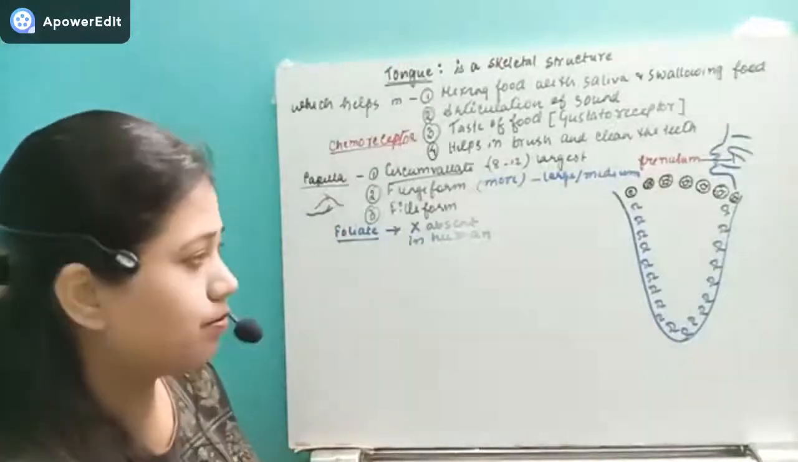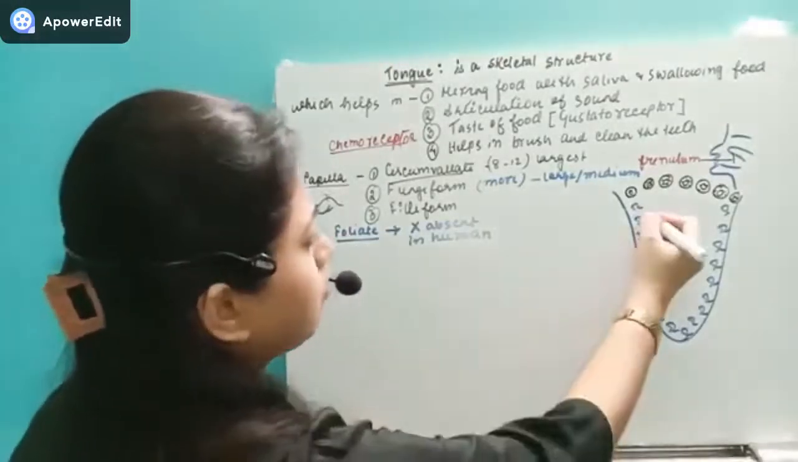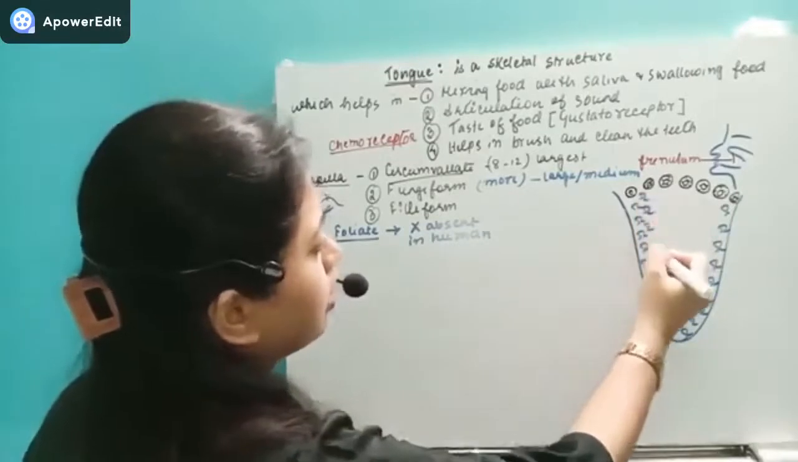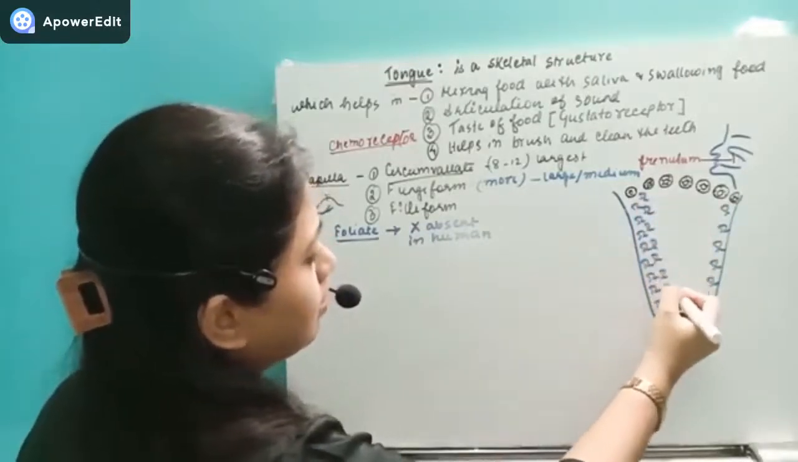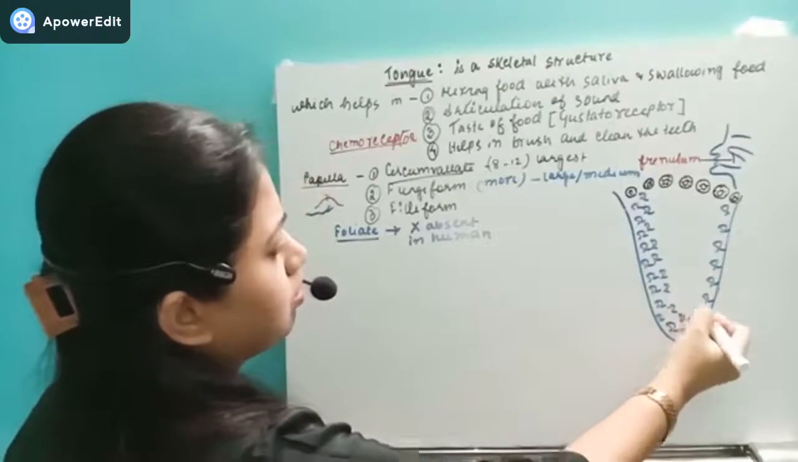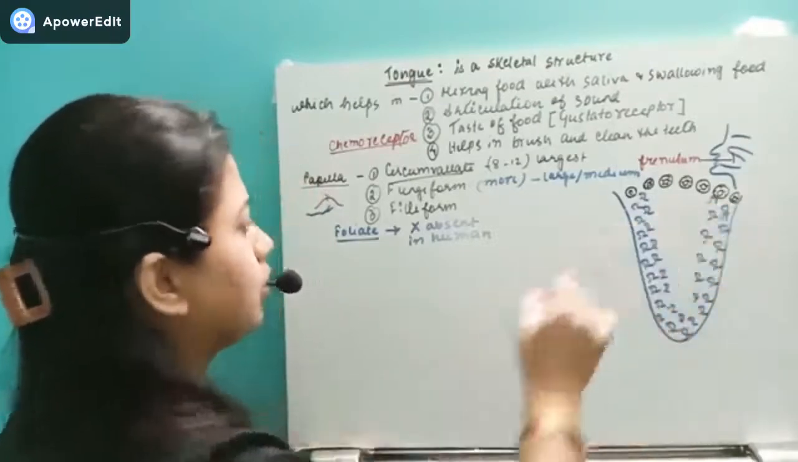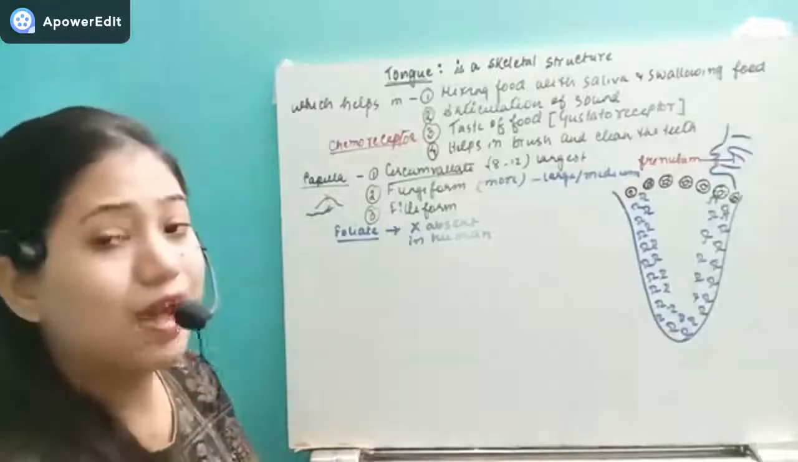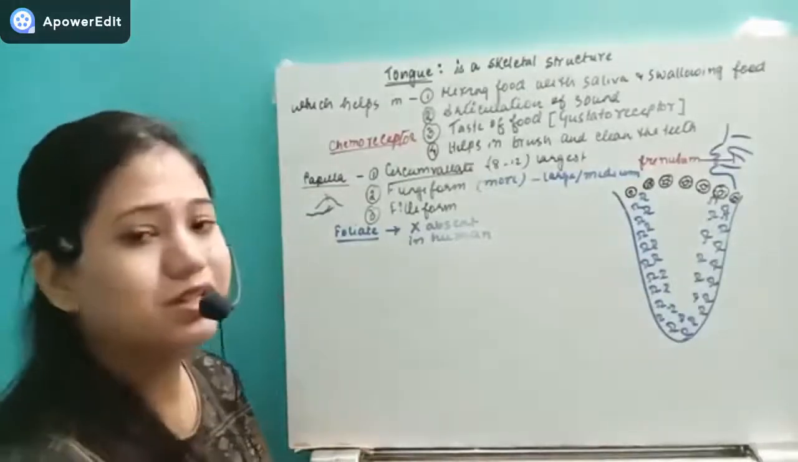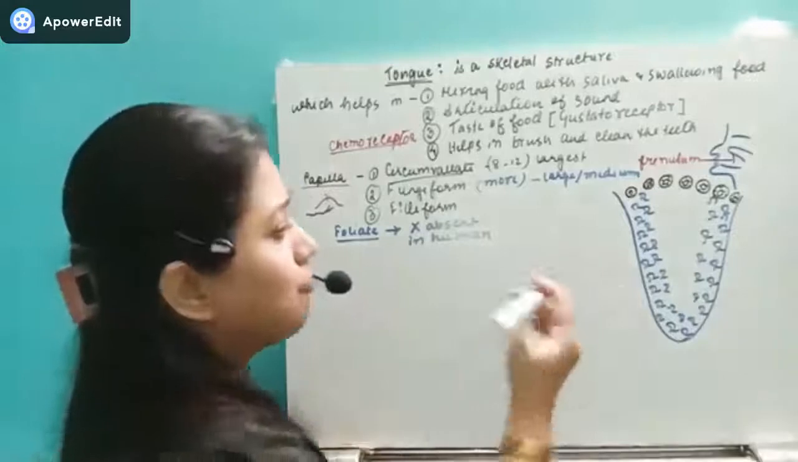Fungiform are more than that also. You can write here, I have drawn fewer, but you can draw more. Then after that we have the last type of papillae. What is that? That is filiform.